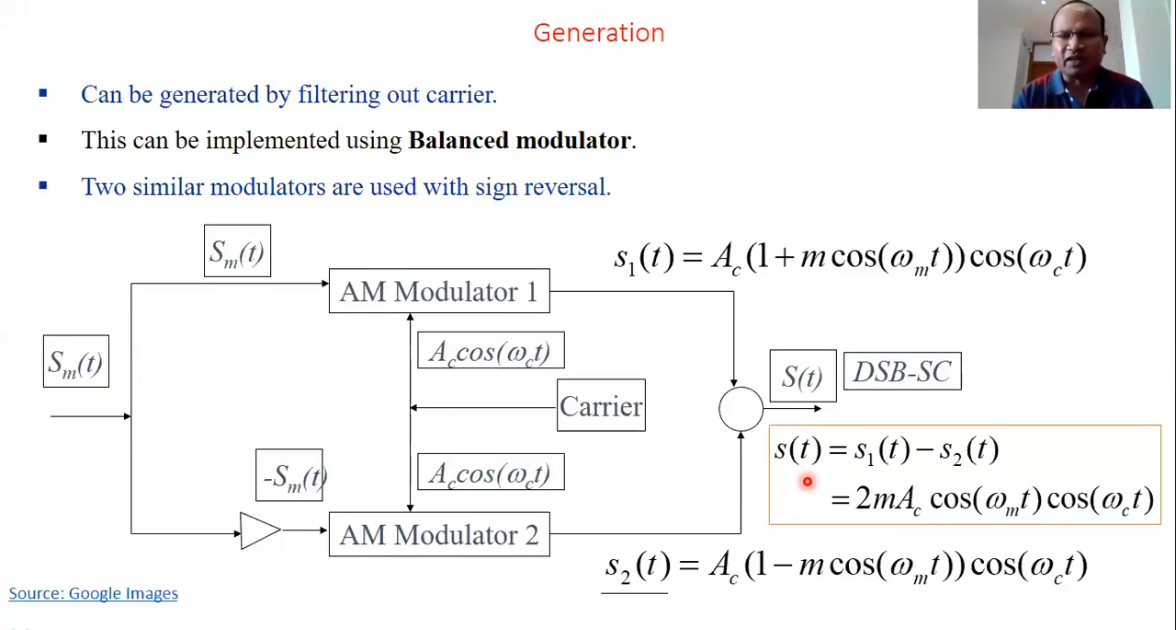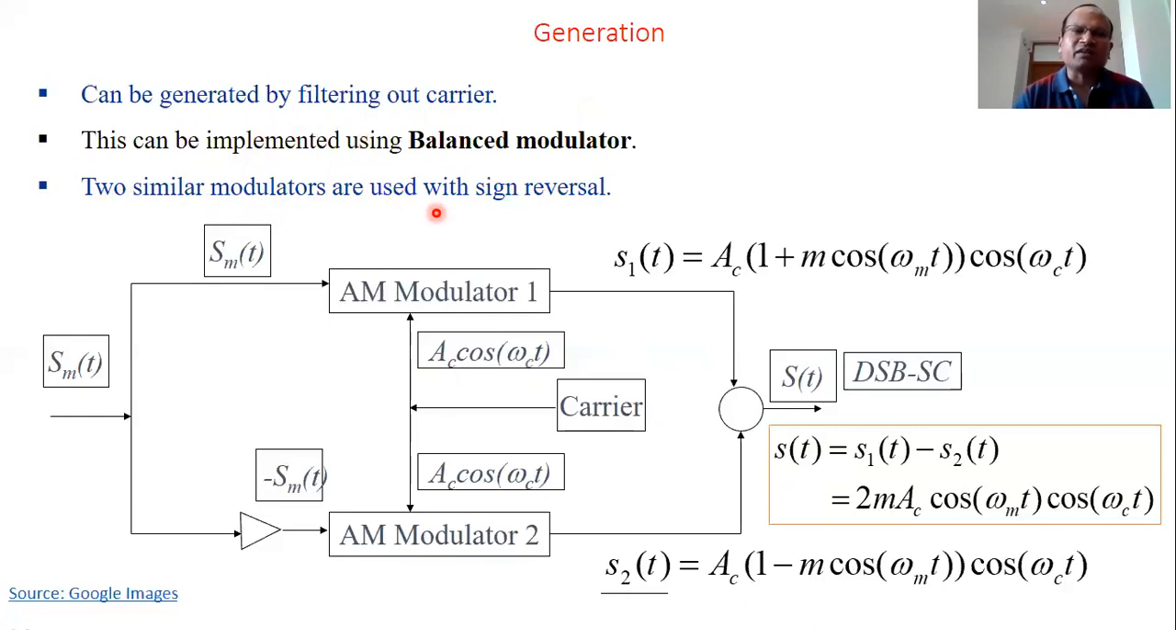What will be the bandwidth of the filter? A filter whose bandwidth is the bandwidth of the message signal. Through that filter, the AM signal can be passed, which will allow the lower sideband and upper sideband and will reject the carrier frequency. But there is one more scheme, another method to generate the DSBSC, the balanced modulator. Why is it called a balanced modulator? Because we are using two similar modulators, so there is a balance. Two similar modulators are used with sign reversal.